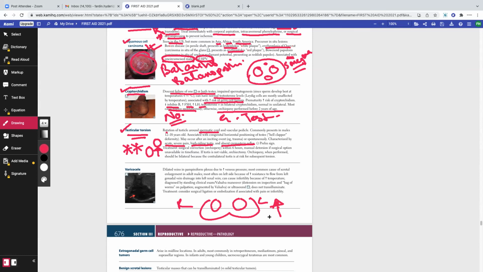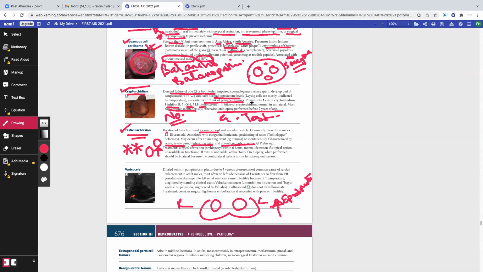Yes or no? Fast answers, please. Okay. Now, can anyone tell me in which testicular condition we get a positive Prehn sign? The answer is epididymitis. Are we clear? Yes or no? Okay, good. So that's it.